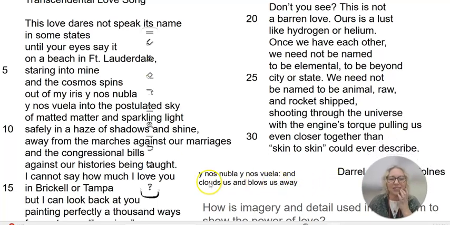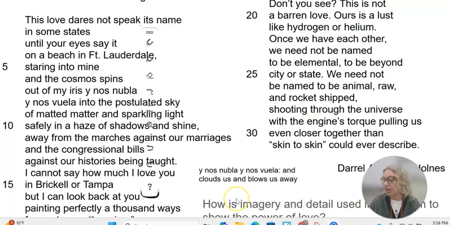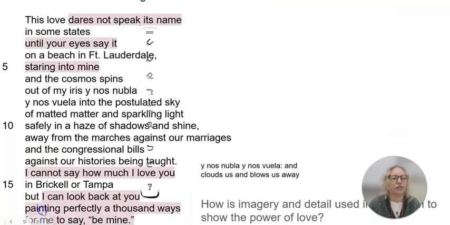Okay, so I have a translation here of "y nos nubla, y nos vuela": and clouds us and blows us away. And then we also have the guiding question, which is, how is imagery and detail used in this poem to show the power of love? So when I said to look for imagery and detail that connects to the topic in the guiding question, I'm talking about the power of love. That's the topic in this guiding question.